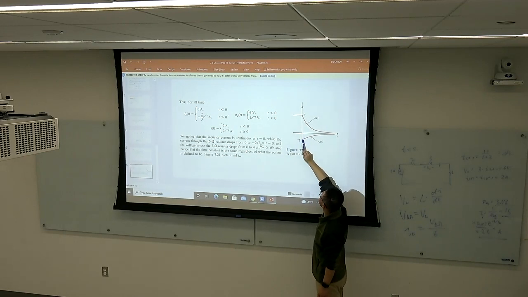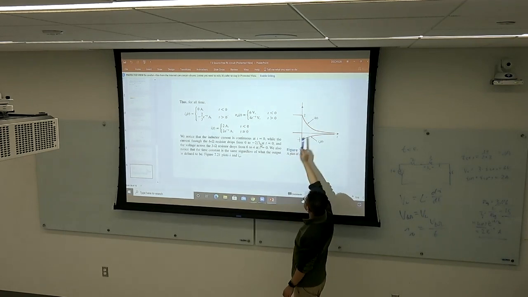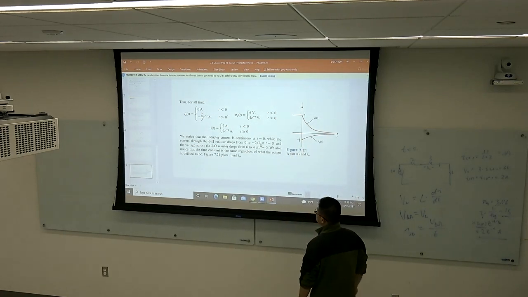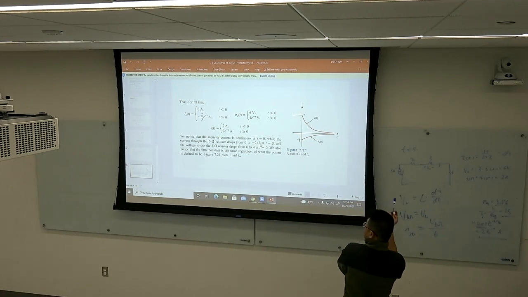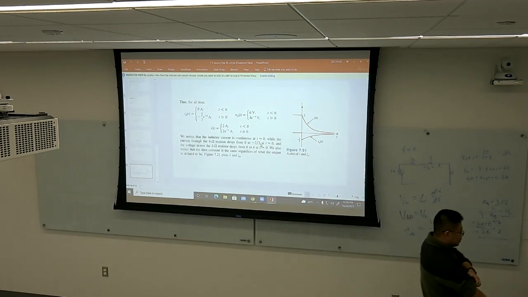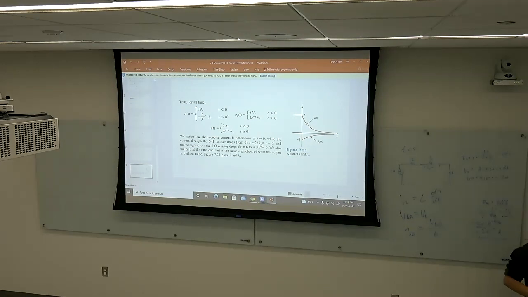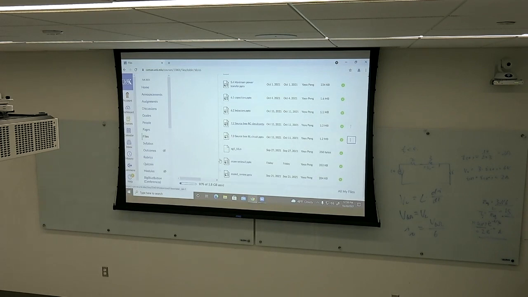This is the inductor current, but this is the resistor current. The inductor current cannot have instantaneous change. So take a look at this example. When you go back home, close the book and the solutions and do it yourself. I added the solutions.